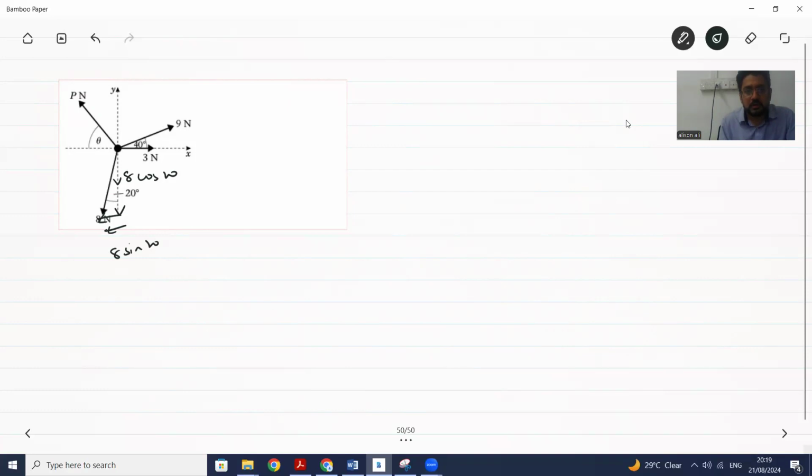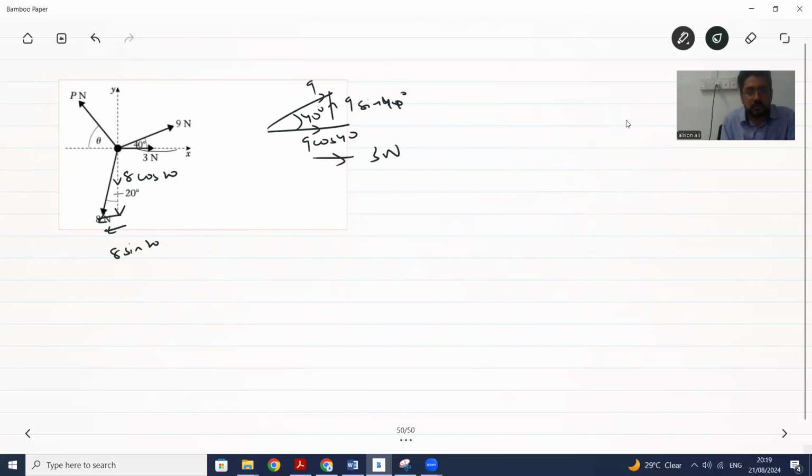Similarly, 3 is going like this. So 3 is in the x direction, no problem. And 9 is like this. So don't get confused about this. Okay, so 9 cos 40 and 9 sin 40.